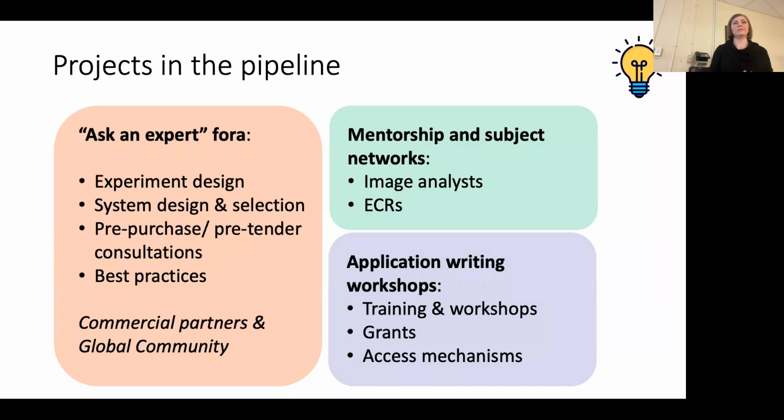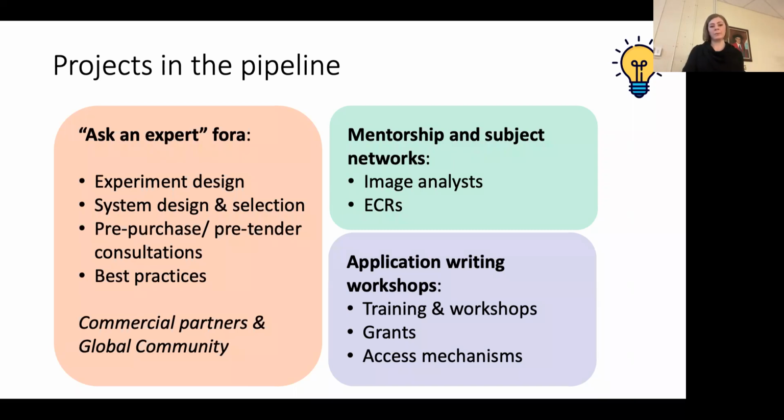And then we've got communities interested in things like best practices that they just want to be able to ask people about. Linked with that, we've got some growing mentorship and subject networks such as ECRs and a few image analysts who just want to get connected with each other and perhaps have access to some mentorship from the global community.